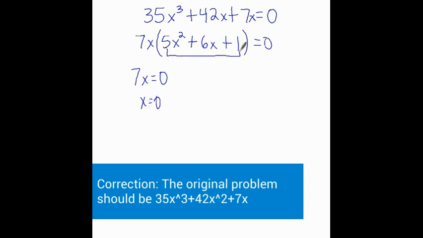Now we have a quadratic. Do you want to factor? Do you want to complete the square, or do you want to use the quadratic formula? I'm going to go ahead and use the quadratic formula.